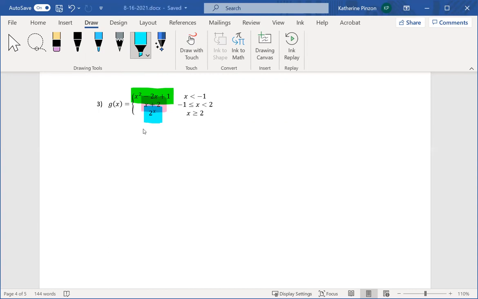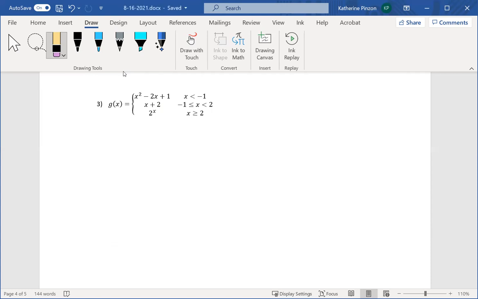Okay? If you consider these 3 pieces separately, if you consider x squared minus 2x plus 1 by itself, do you think that's going to have any places where it's discontinuous? No, because there are no denominators, no square roots, nothing is going to go wrong with that one. It's going to be continuous everywhere. How about x plus 2? It's a straight line, right? Continuous everywhere.